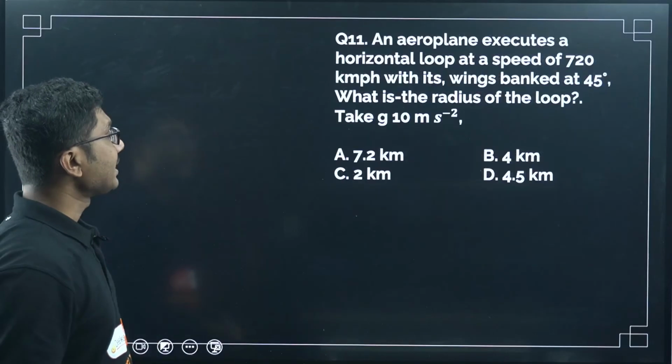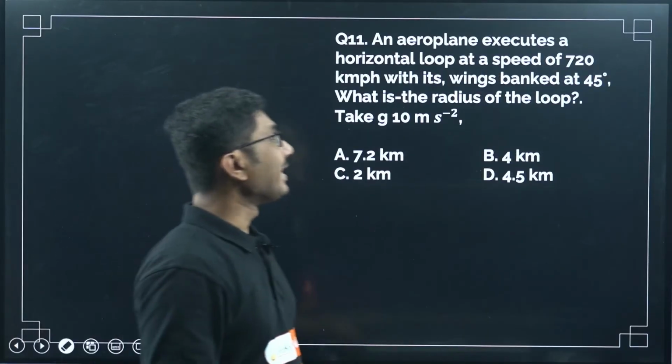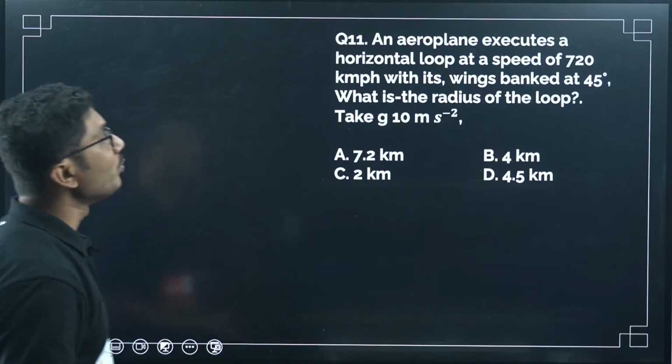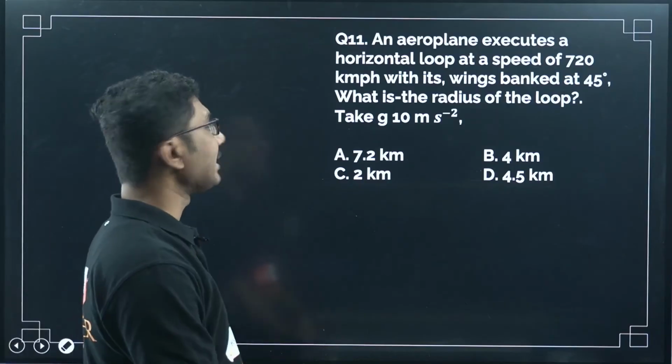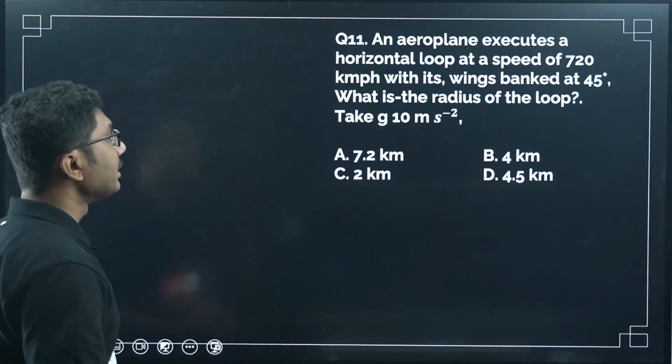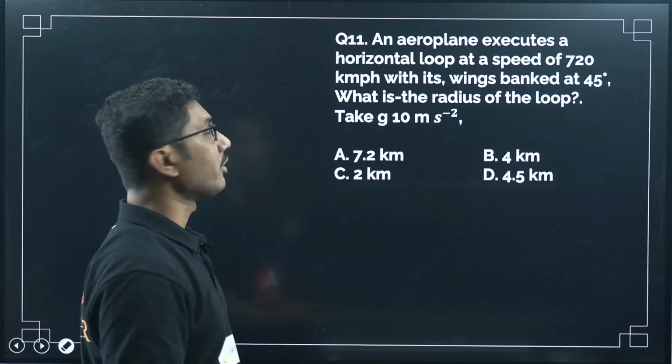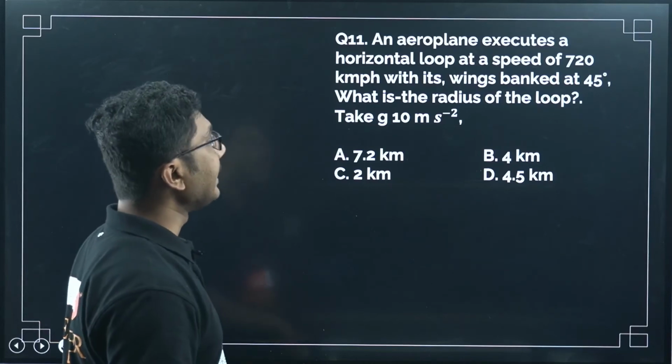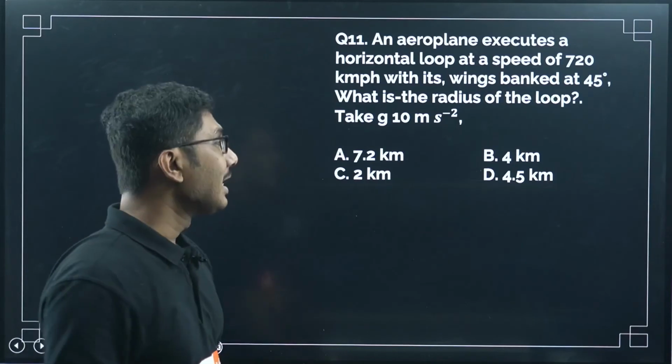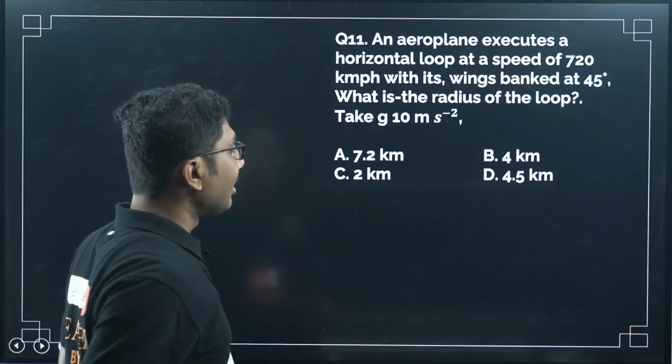Right? Now next question. An aeroplane executes a horizontal loop at a speed of 720 km per hour with its wings banked at an angle of 45 degrees. What is the radius of the loop? Now this is a problem based on a formula.